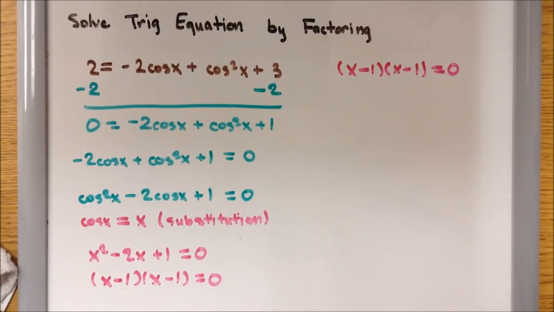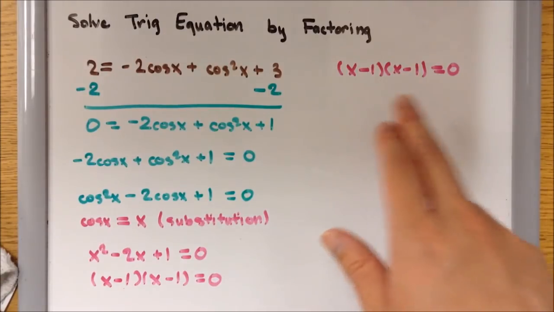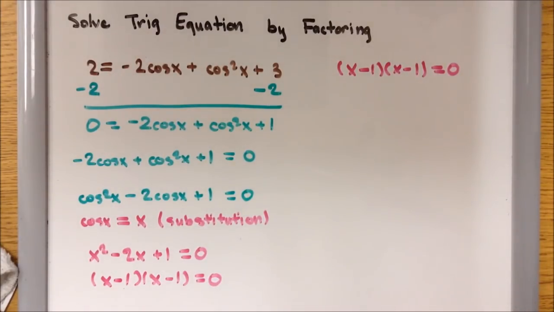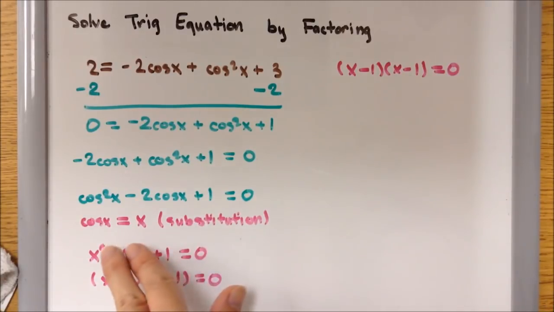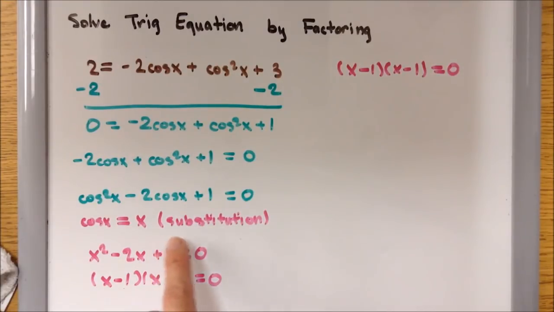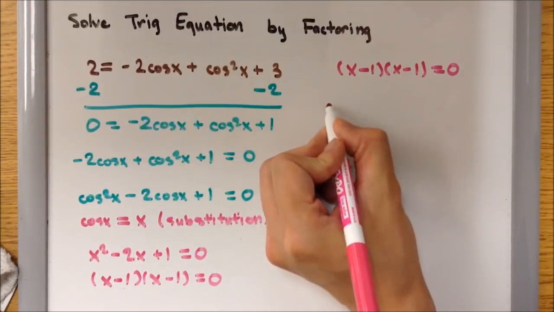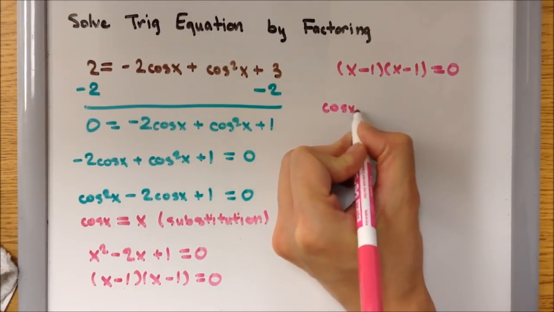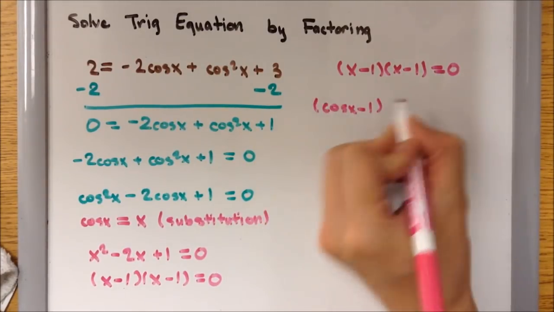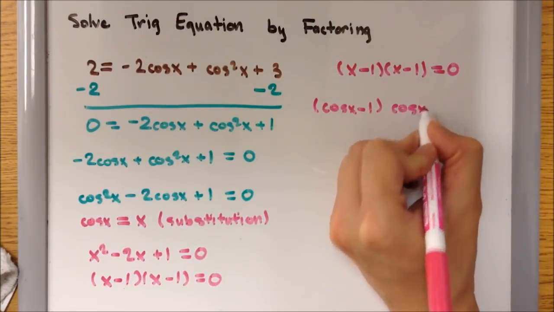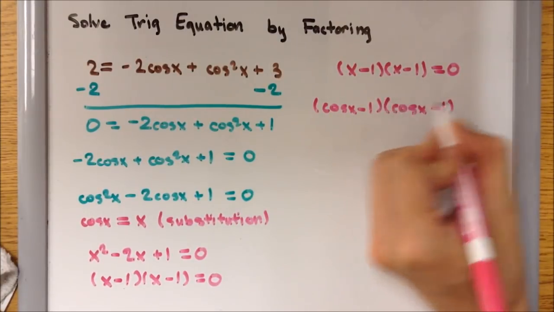Now, once you finish factoring, you've got to bring back the cosine of x. So instead of x, we're going to switch back to cosine of x. Again, we're going to undo substitution. So instead of x, it will be cosine of x minus 1 in parentheses, cosine of x minus 1 in parentheses equals 0.